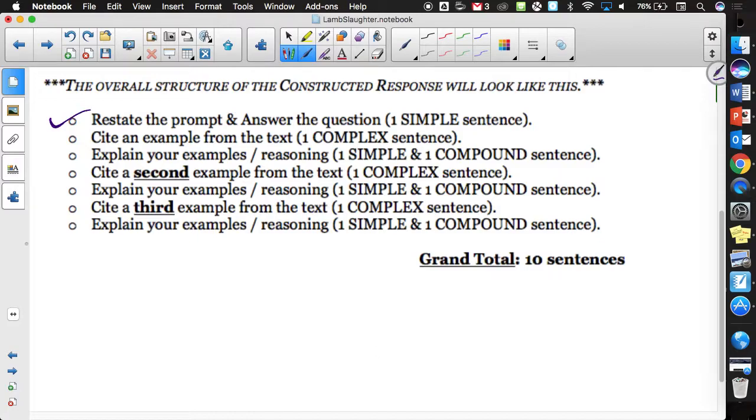Then you cite your example from the text, and we're going to do this as an example in a complex, and then just explain it in those 2 sentences, a simple and a compound, and then you just keep doing it over and over and over again. But you're not writing multiple paragraphs, you're not writing a full working essay, you're doing 10 sentences.